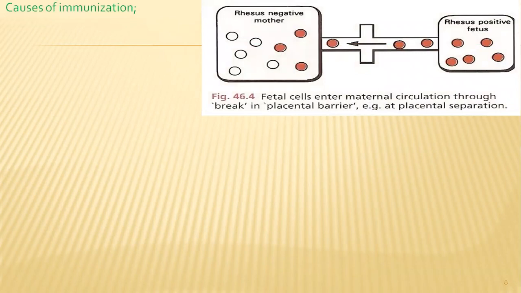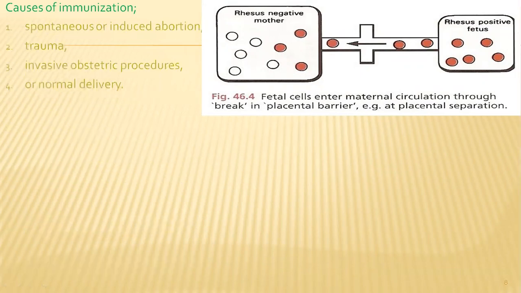So the causes of immunization: you can see here, you have the rhesus negative mother, the rhesus positive fetus, and red blood cells that can cross the placenta to the mother, and then they'll cause immunization. So what would be some of the factors causing this immunization? There could be a spontaneous or induced abortion. When there is abortion, some blood vessels can break and result in mixing of blood. Trauma, if there's an injury, can also result in mixing of blood. Invasive obstetric procedures and also normal delivery can also cause some mix-up of blood.